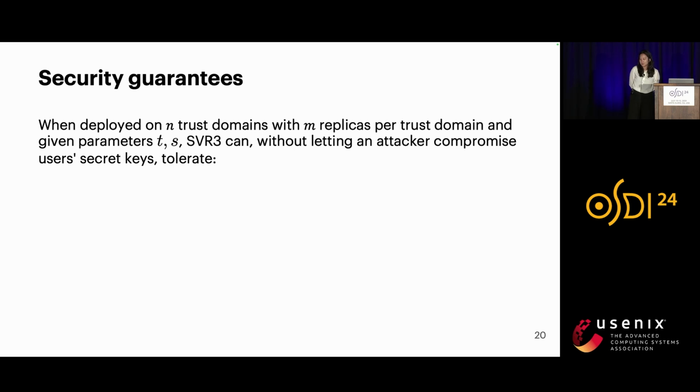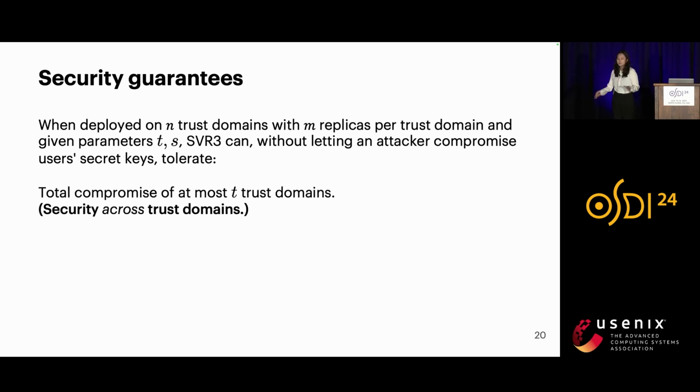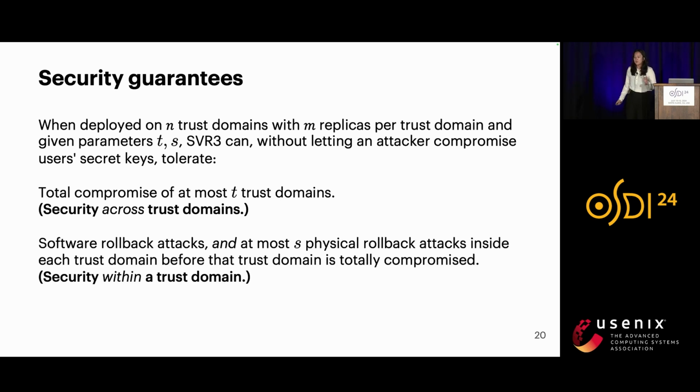So the security guarantees that our system provides are, when we deploy on n trust domains with m replicas per trust domain, and we have these parameters T and S, our system can, without letting an attacker compromise the user's secret keys, tolerate total compromise of at most T trust domains. So this is what we consider security across the trust domains, and that a trust domain can go down and the user's secret keys will still be safe. But also, we've tried to make it harder to compromise a trust domain through rollback attacks. So we can tolerate rollback attacks that are done through software, and we can tolerate at most S physical rollback attacks inside each trust domain before that trust domain is considered totally compromised.